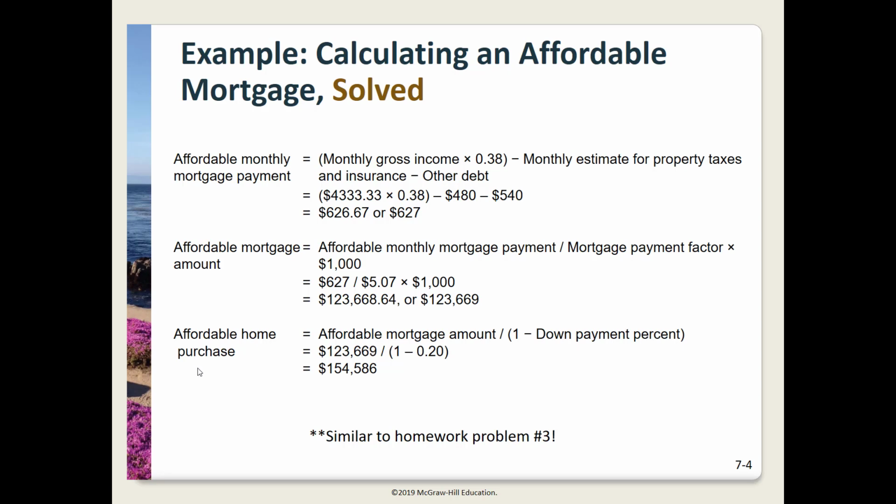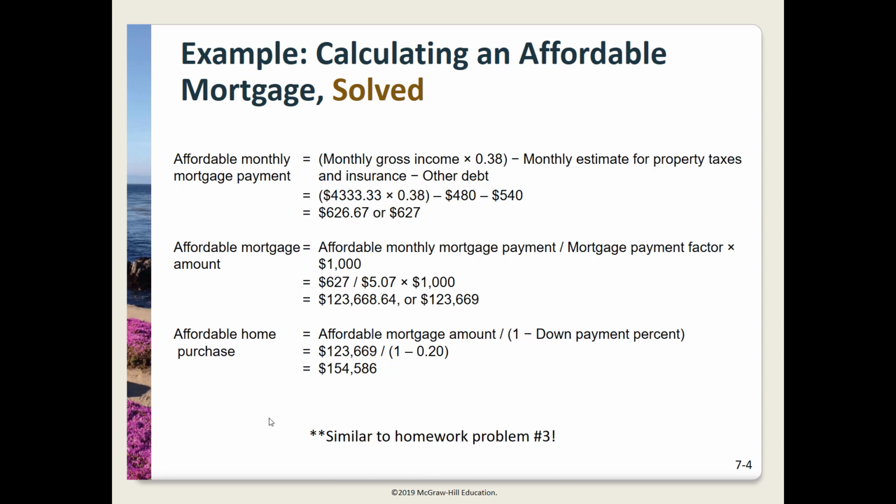Now for the affordable home purchase, I'm going to take the amount that I can borrow, that's the affordable mortgage amount of $123,669, and I will divide it by 1 minus our down payment percent. So in our story, we want to finance 80%, which is the same as saying our down payment is 20%. So we'll take 1 minus the 20%, or 1 minus 0.2. And when I solve this in my calculator, I get $154,586 when rounded. And note, this is very similar to homework problem number 3.